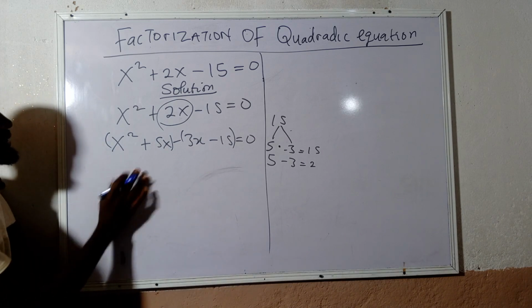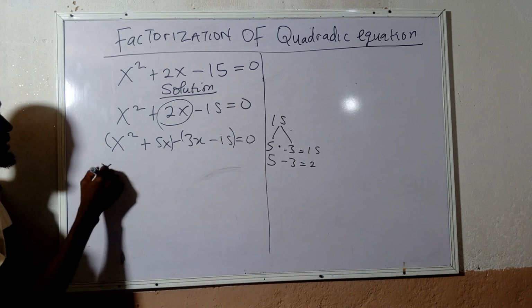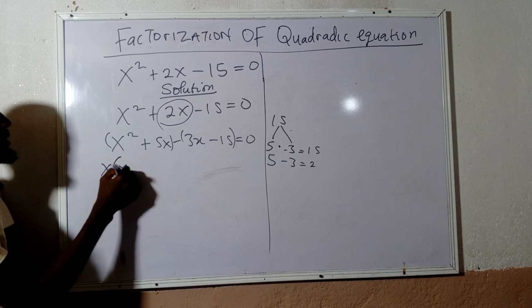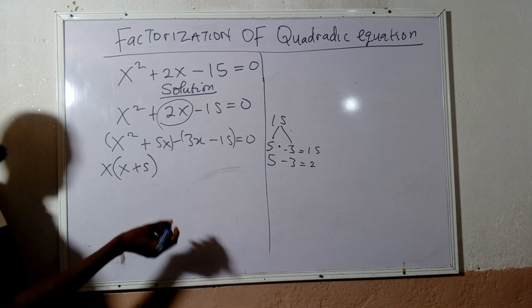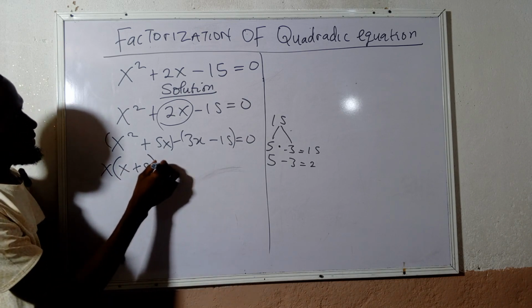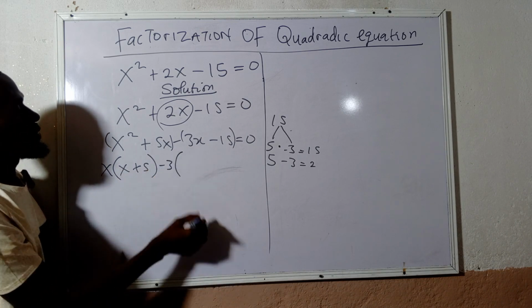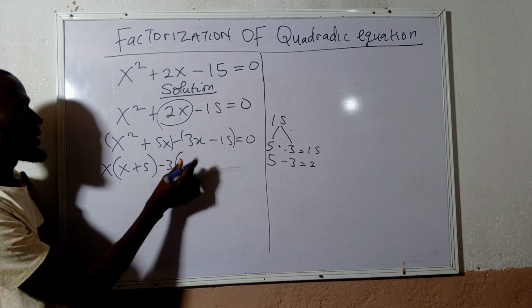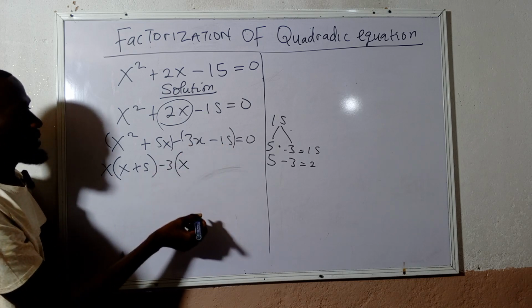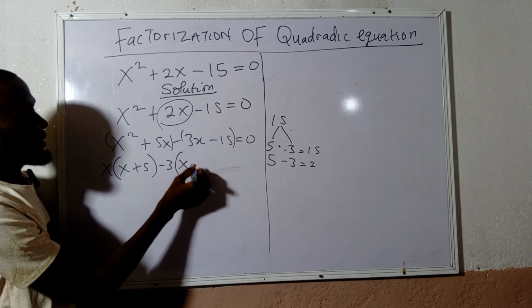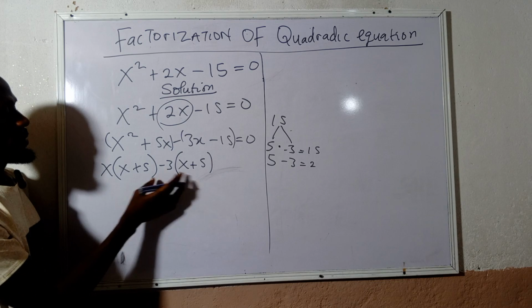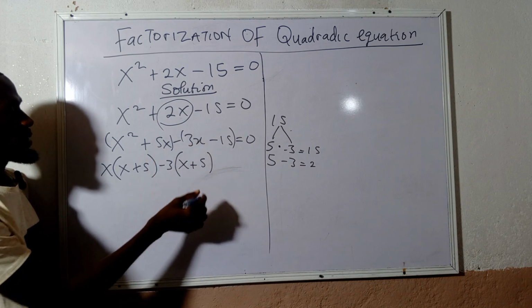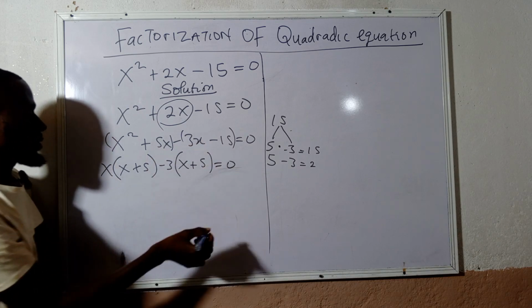The factor here is x into x plus 5. Therefore, we have minus 3 into the factor here, which is x plus 5. We open the bracket, go back to this stage. This is equal to 0.